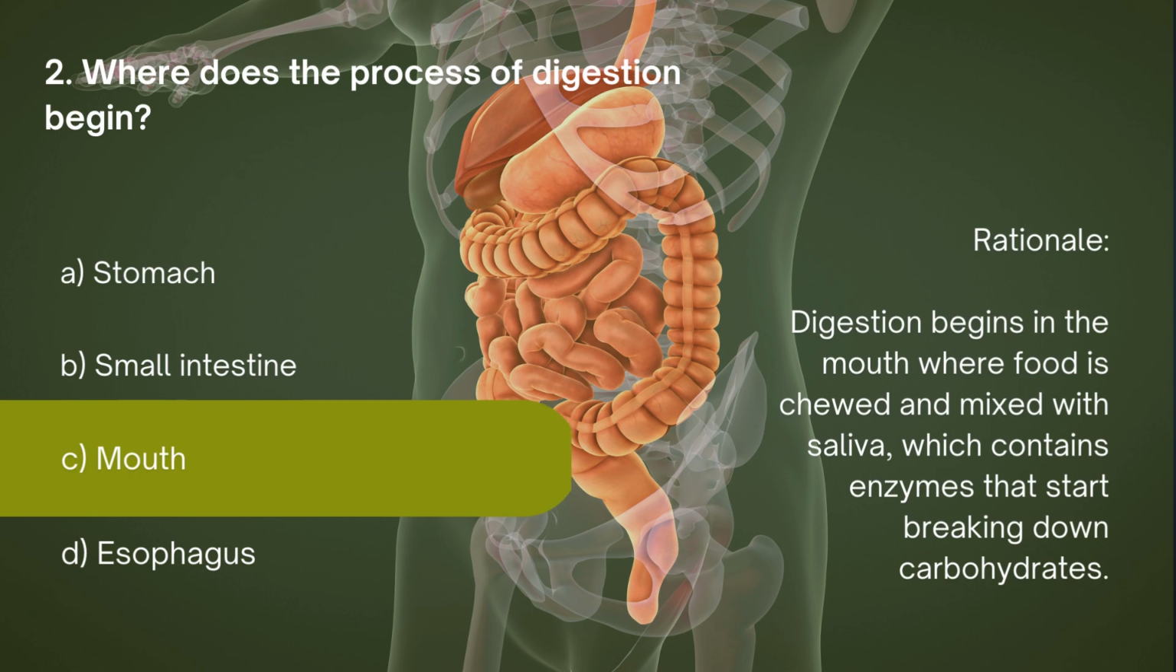Rationale. Digestion begins in the mouth where food is chewed and mixed with saliva, which contains enzymes that start breaking down carbohydrates.